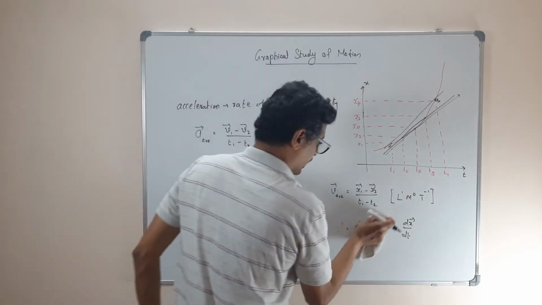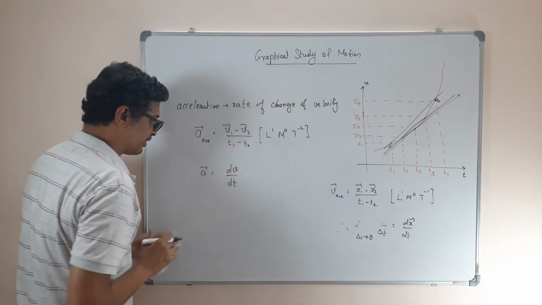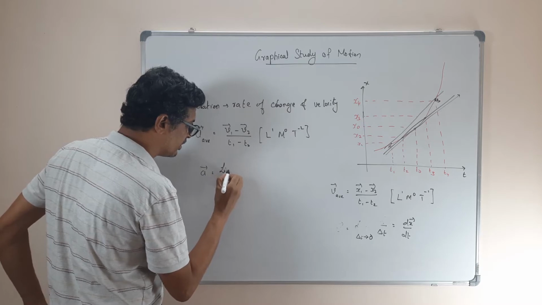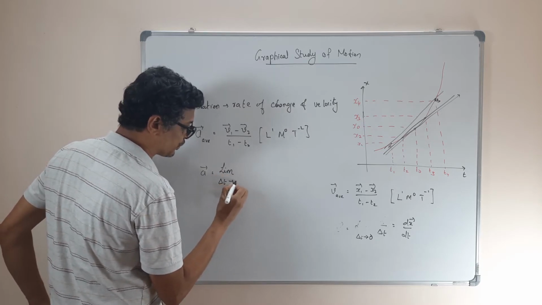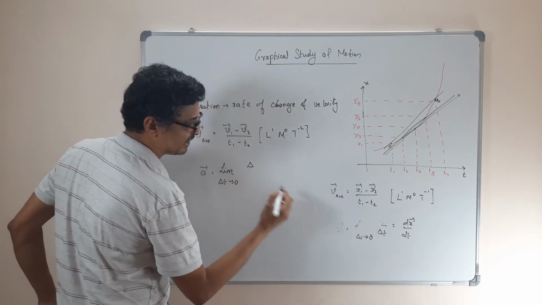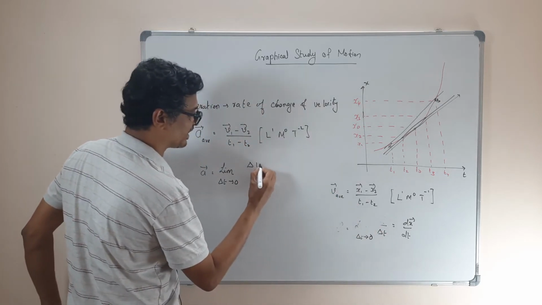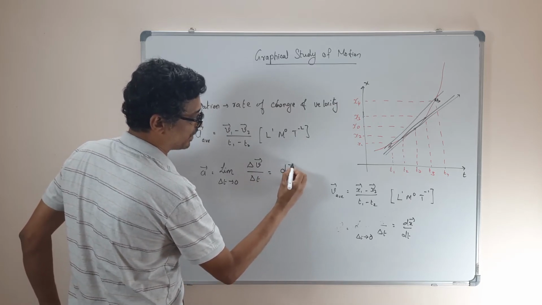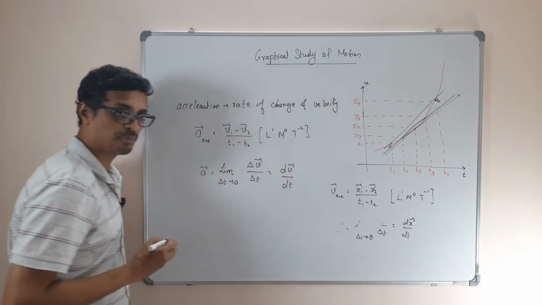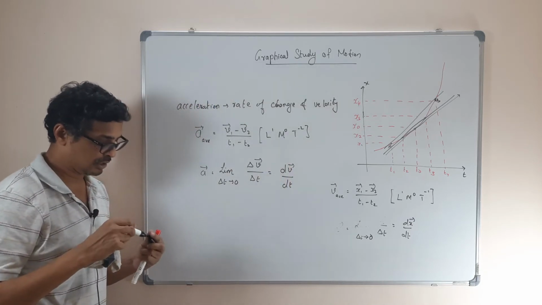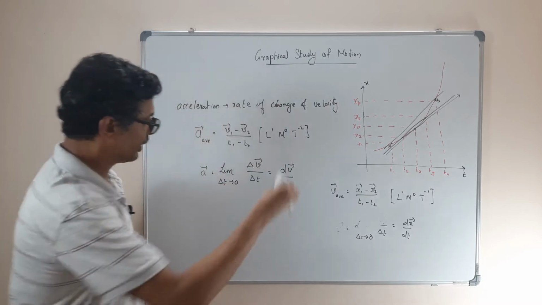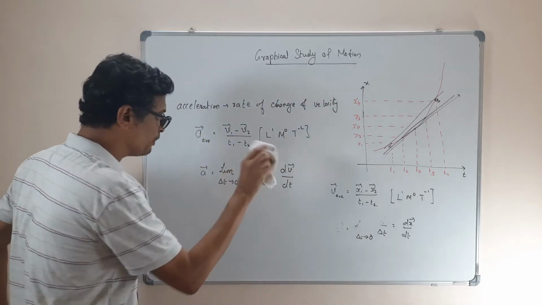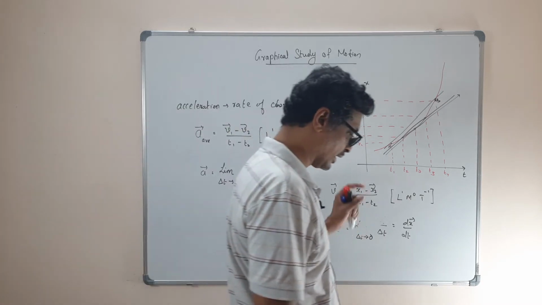Fine. The same way we can write here: limit delta t tends to 0 of delta v by delta t, and this we write as dv by dt. So you have to correct this when you are going for instantaneous. We saw it in an earlier class, it was okay, but in this class we just wrote it wrong. This is the instantaneous acceleration.